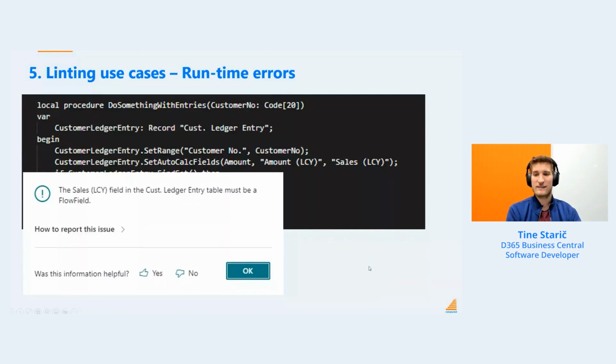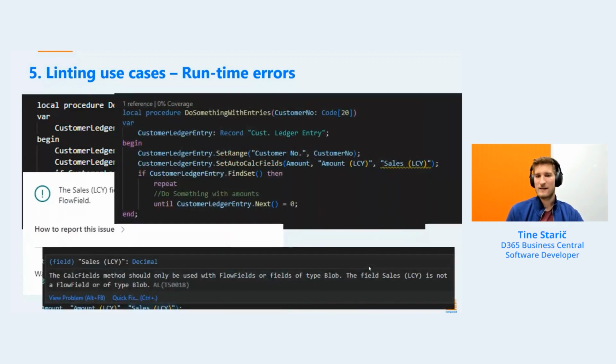In our exact case, the problem was the developer created a field, marked it as flow field, created the calc fields, and then later on figured out that, oh no, it actually needs to be a normal field, but forgot to change it in the set auto calc fields. So that's why we implemented a rule that checks that all of the fields in the set auto calc fields should be either flow fields or blobs. If it's not, it's going to add a squiggly line and the developer immediately knows, oh, okay, I need to remove the field from here. Otherwise, it won't work.